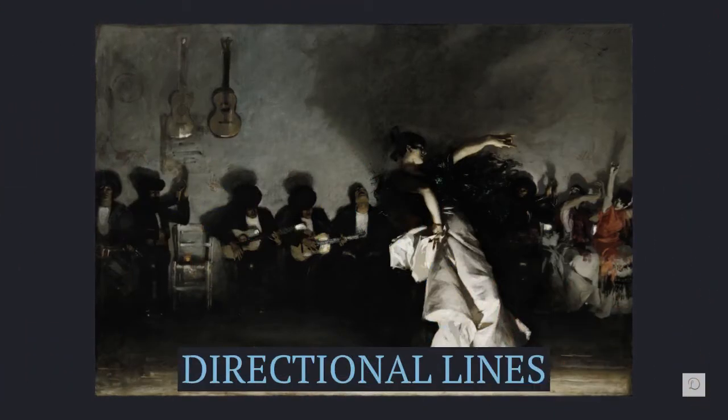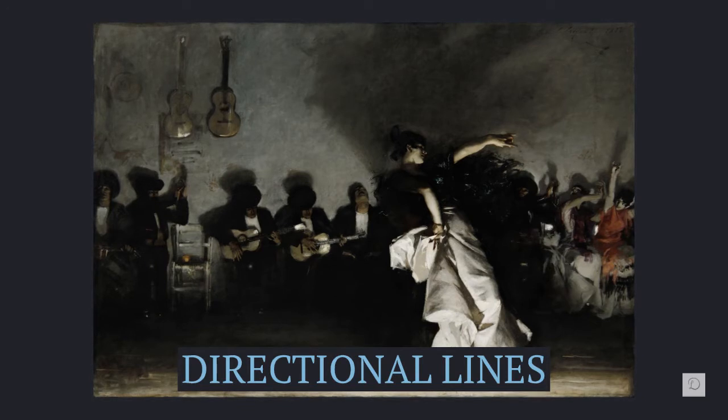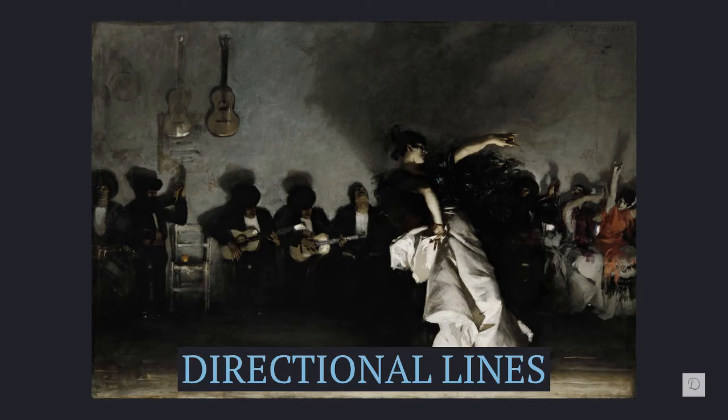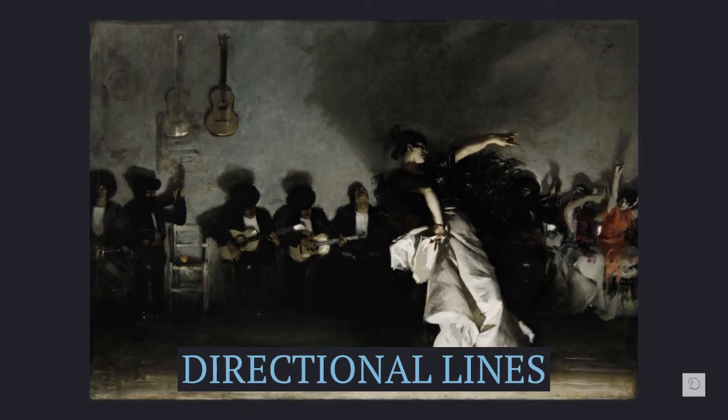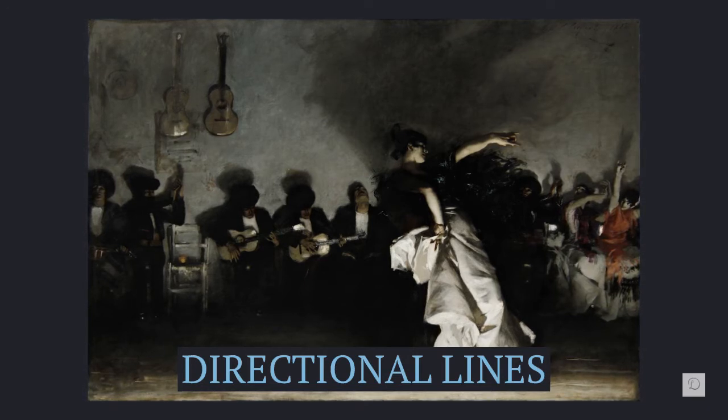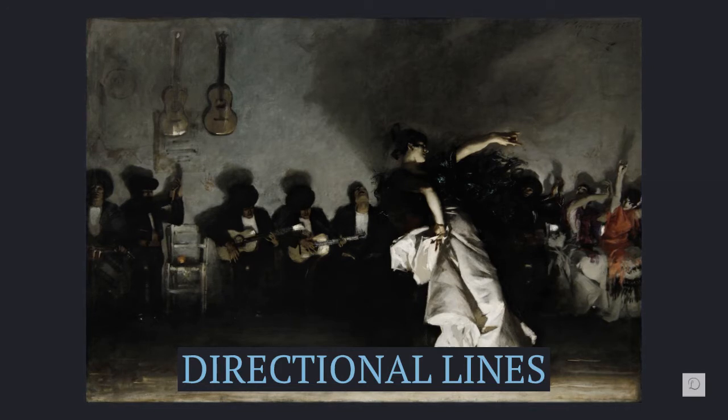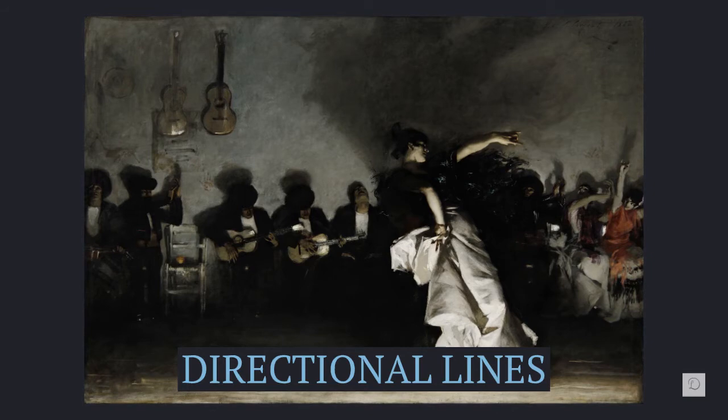Directional lines are lines that lead your eye in a path around the image, and they are used by the artist as a powerful way to express something to the viewer. Here, John Singer Sargent has used the lines of the guitars pointing at the dancer to guide our eyes to her, and then the line of her arm pointing off into the distance to guide our eyes to the other dancers.